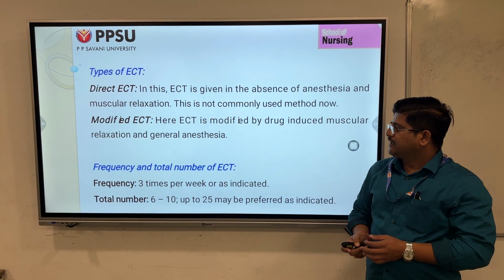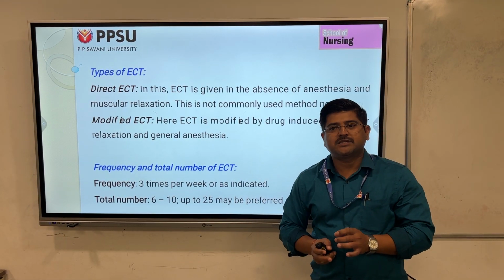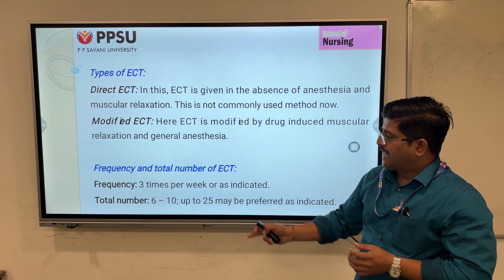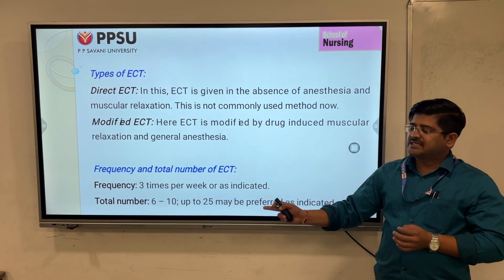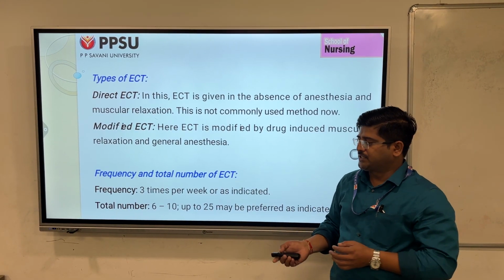And the frequency and the total number of ECT: the frequency is commonly prescribed as 3 times per week, but sometimes it varies depending on the conditions. And the total number prescribed is 6 to 10 ECT, and maximally sometimes 25 may be indicated according to the condition of the patients.